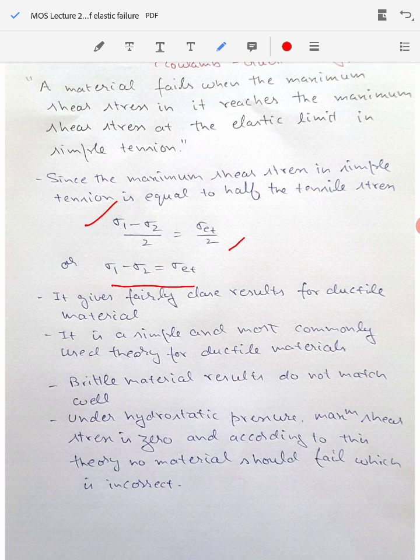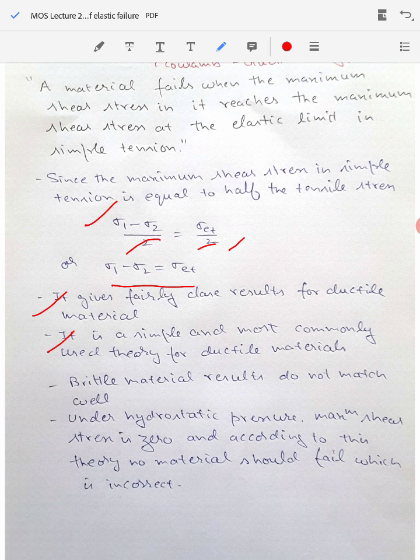You can simplify it, as the 2 and 2 will get cancelled out. So it says that the difference of the principal stresses should be less than or equal to sigma et for the component to remain safe. And if the difference of the principal stresses is greater than or equal to sigma et, your component is failing. So this theory gives fairly close results for ductile material. It is very good for ductile material. In fact, as I told you that the principal stress theory is the most commonly used theory in general for brittle material, the maximum shear stress theory is the most commonly used theory for ductile material, and it is simple.